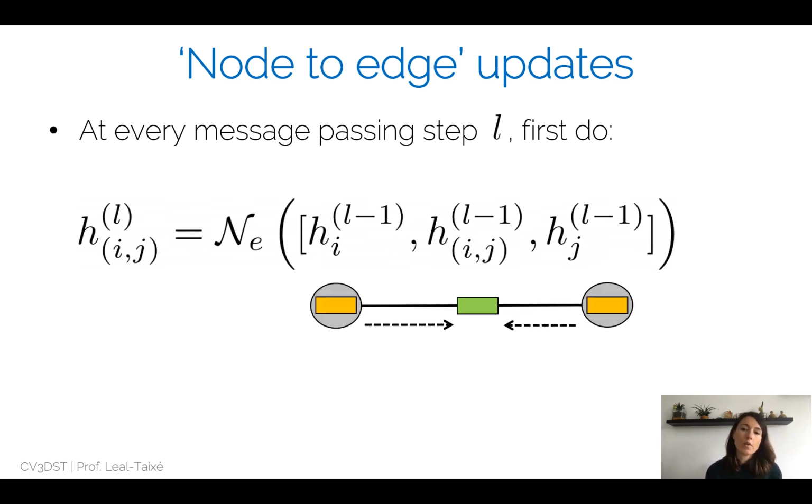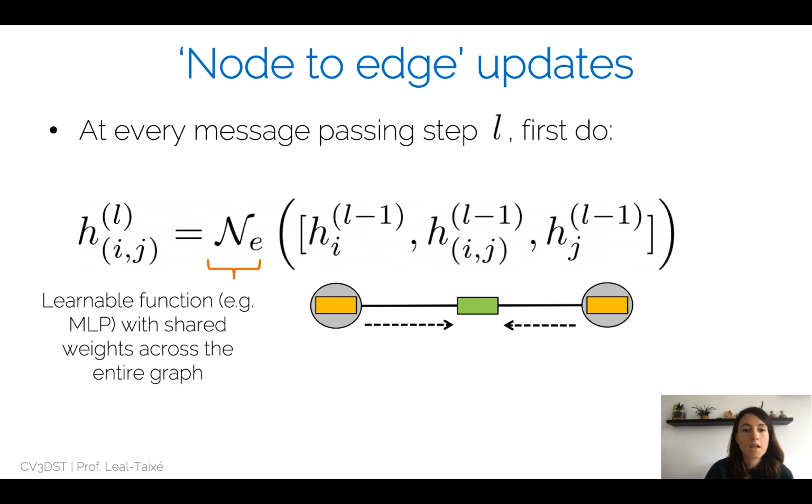So this is the step where the nodes make contact and pass information to the edges. So we are passing information from the yellow node embeddings all the way to the edge embedding. And the only thing that we're updating in this step are the edge embeddings. Now again, it is important to note that we're going to do this update by passing it through a learnable function. And this learnable function updates all of the edges in the graph.